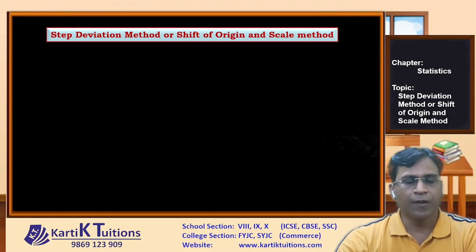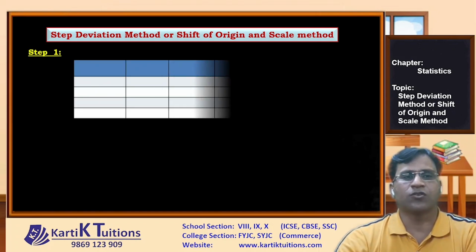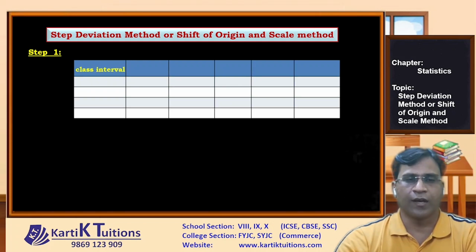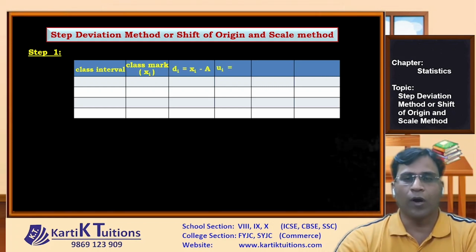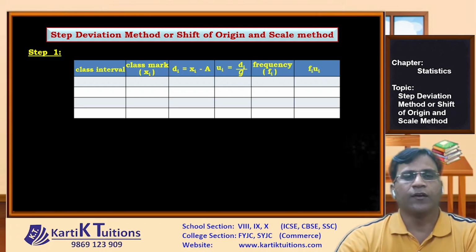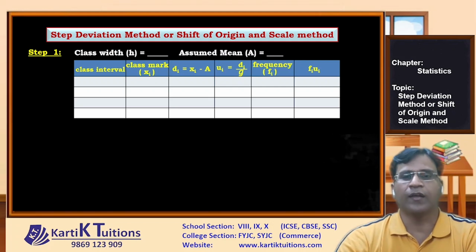Now see, in this method, first we need to prepare a table of 6 columns, where the first column is for the classes, second is your class mark, which is denoted by xi, then we have deviation xi minus a, then ui, which is di upon g, then frequency, which is denoted by fi, and the last column is fi ui. After that, we get the value of class width and assumed mean.